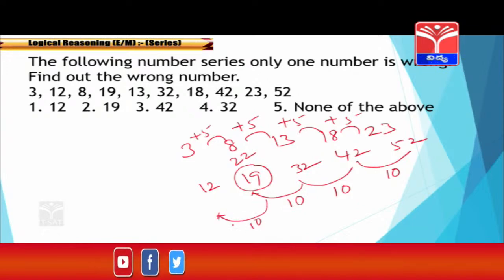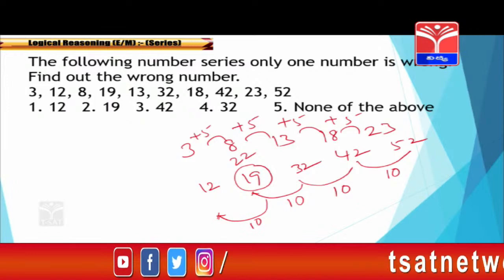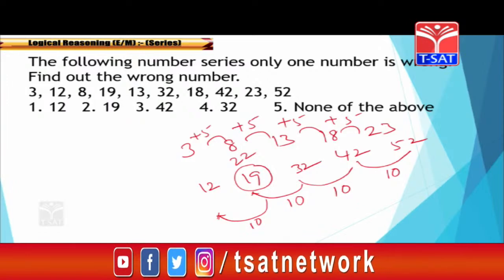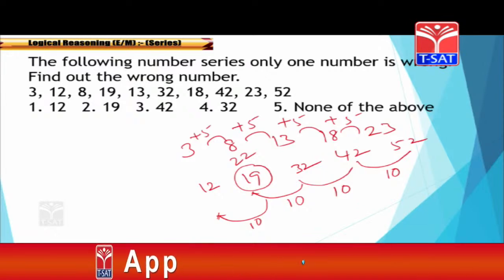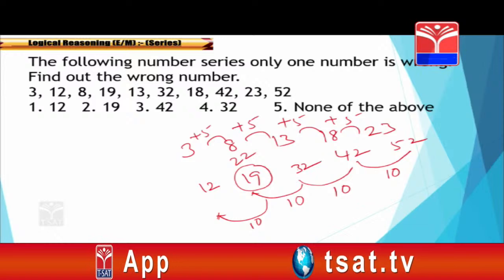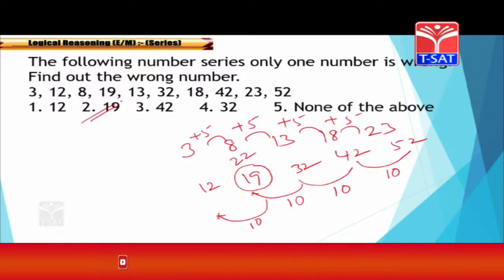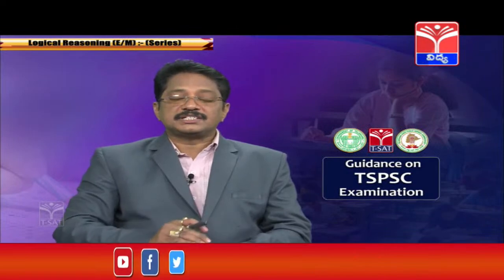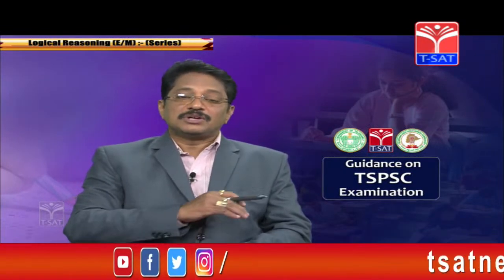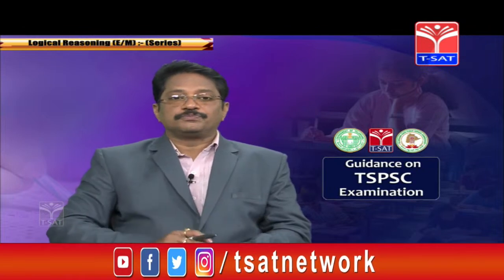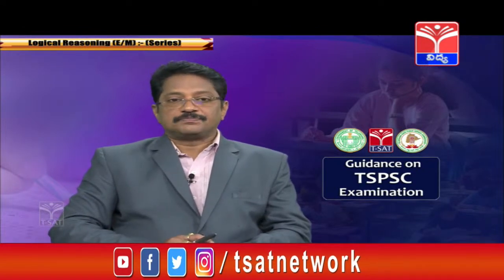Is it clear? If you want to follow the same pattern throughout the numbers, which is the required one here? Instead of 19, there should be 22. So the wrong number in this is 19. You have to identify which number is wrong, because we have to follow the same rule among the total numbers. Clear? Okay.